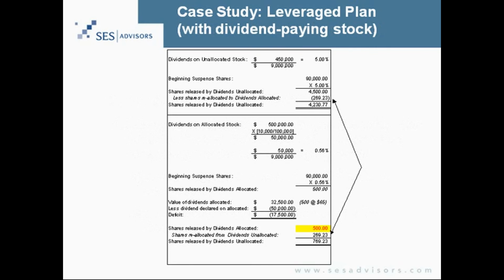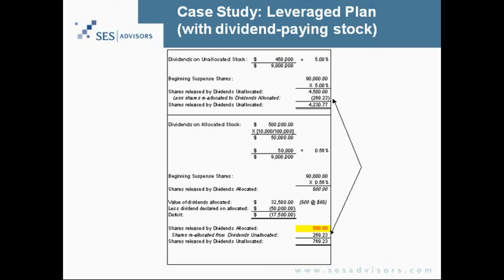Applying that example, we take the same calculations we've made. We've got that deficit of $17,500 in our example. We have 500 shares that are initially released by dividends on allocated stock, and we determined that we need 269.23 shares to make up this deficit, essentially $17,500 worth of stock. And we're simply moving it from the dividends on unallocated bucket to the dividends on allocated.